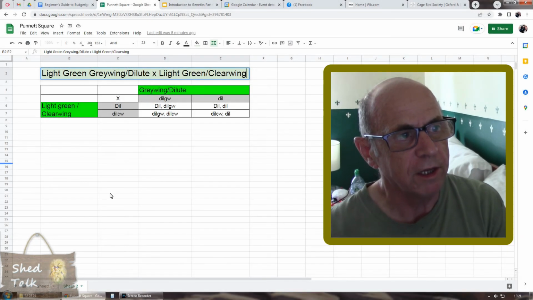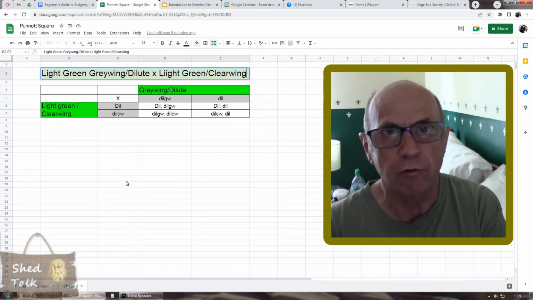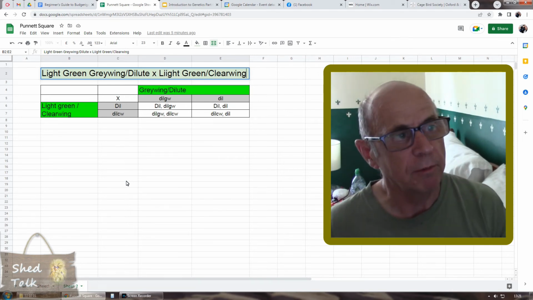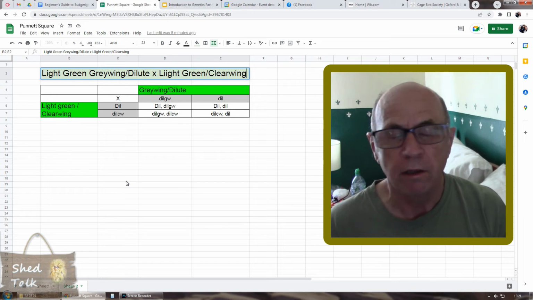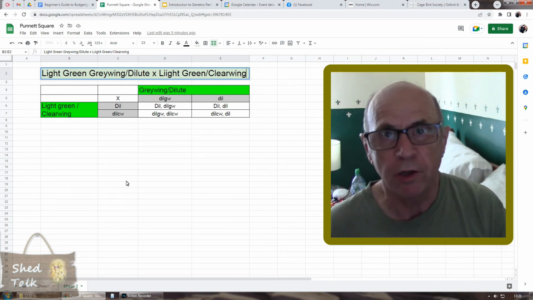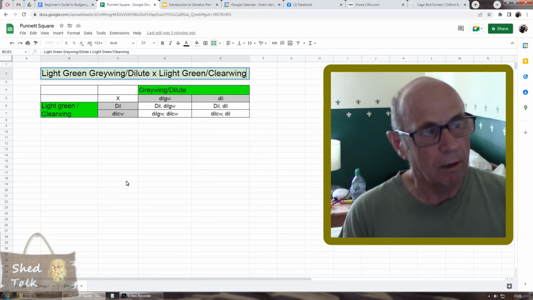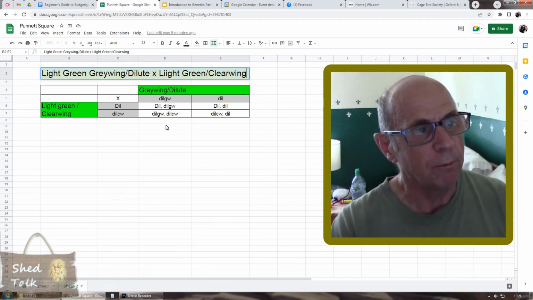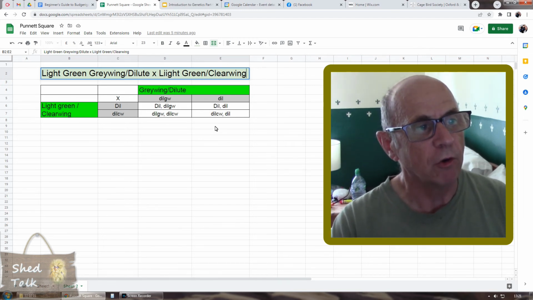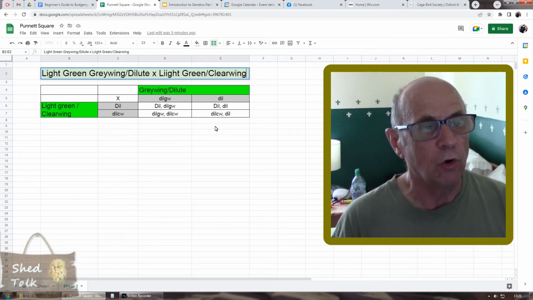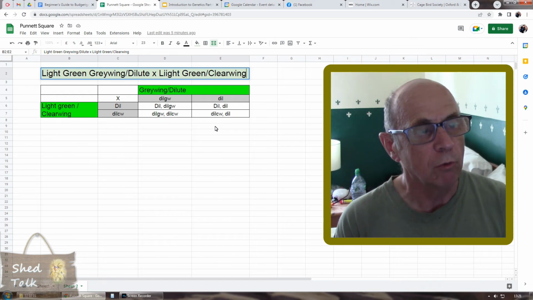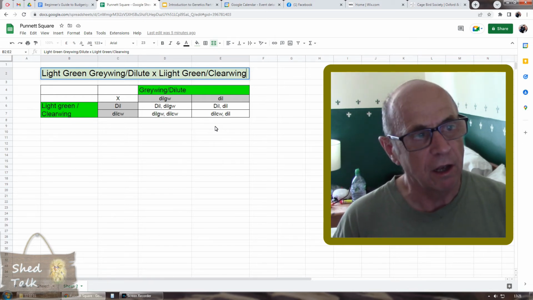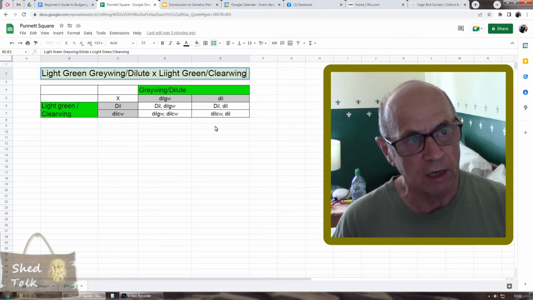So here we go, I've completed the Punnett square for our light green grey wing split dilute and our light green split clear wing bird. And as you can see, we've got a number of outcomes here, and once again we've got 4 different outcomes. Some of those we'll begin to be able to understand, and one of those is going to be slightly different.